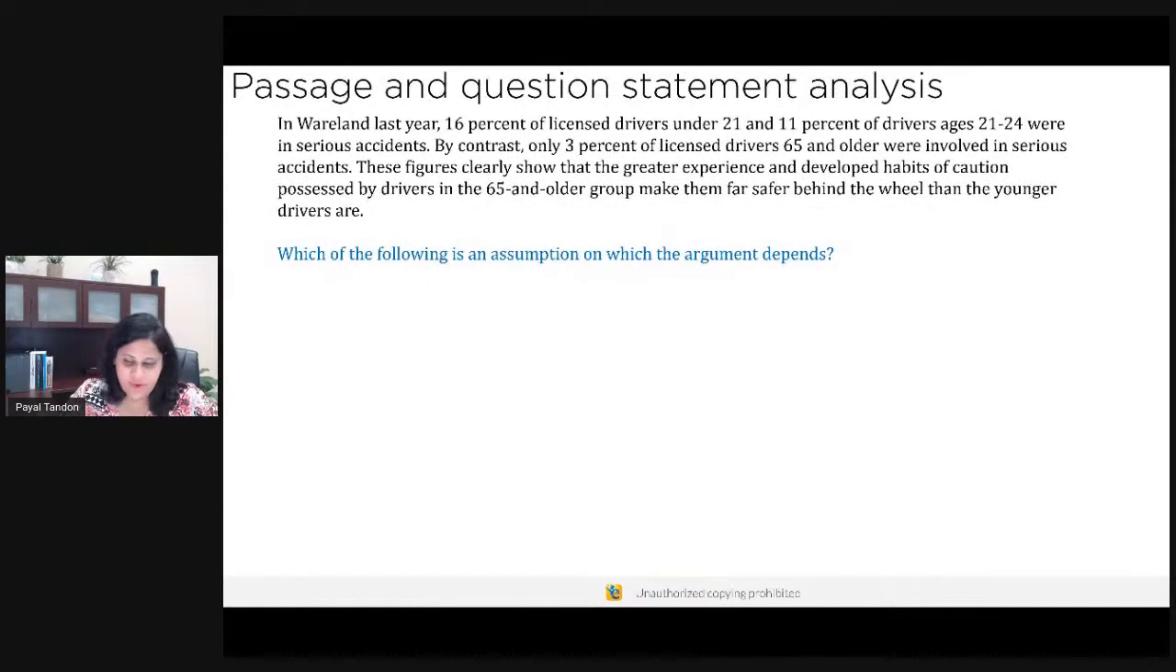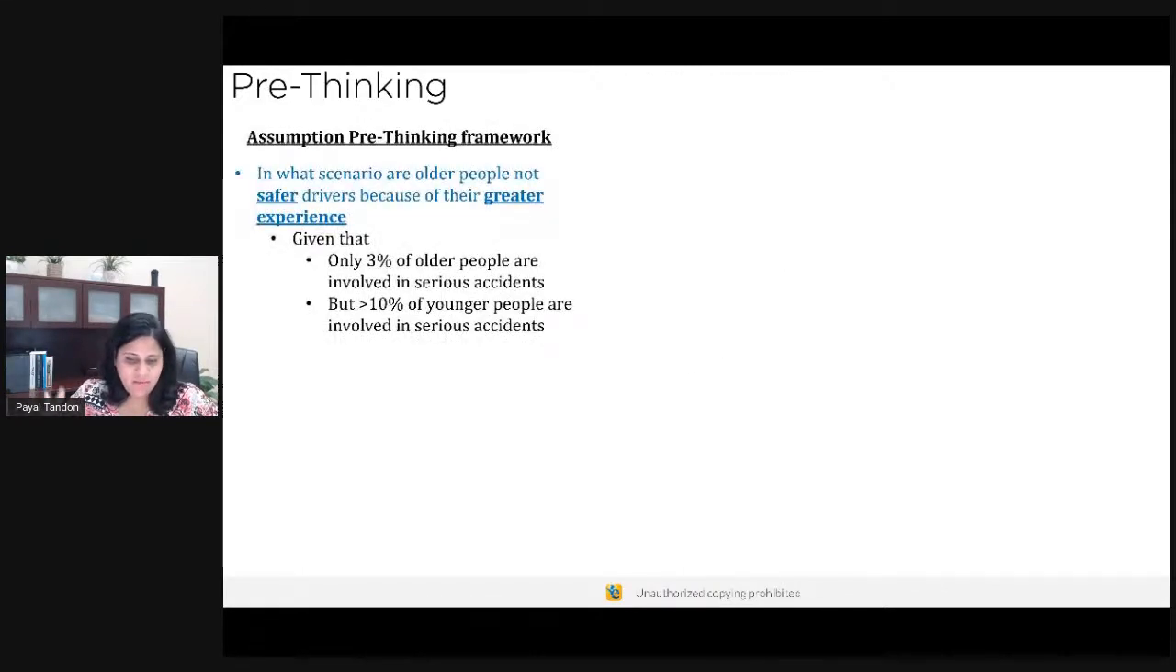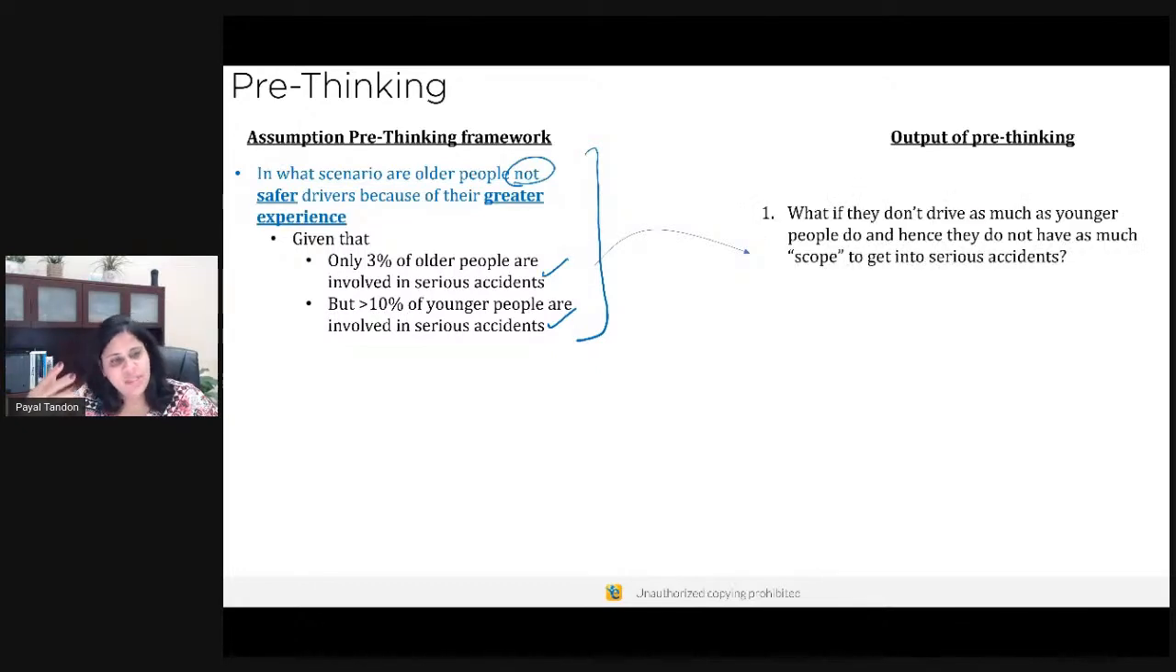Now, what we need to find is the assumption. For pre-thinking, this is how we come up with the pre-thinking framework for any assumption question: in what scenario does the conclusion break? In what scenario are older people not safer drivers because of their greater experience? Given that, here the data comes in. Now, the output of pre-thinking will be what? Here we have to just think about scenarios.